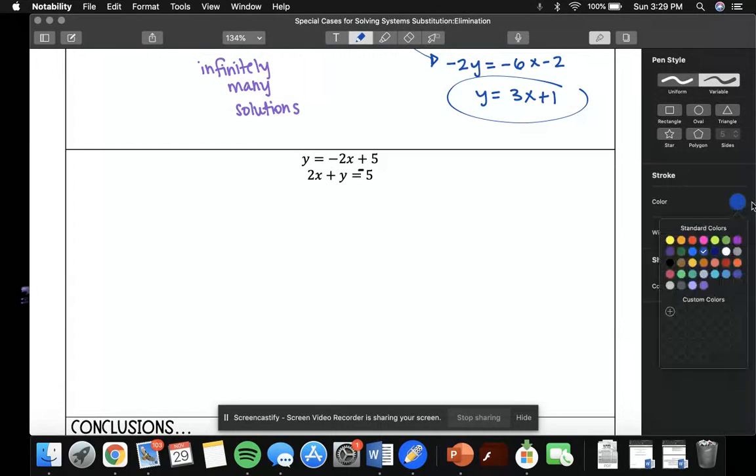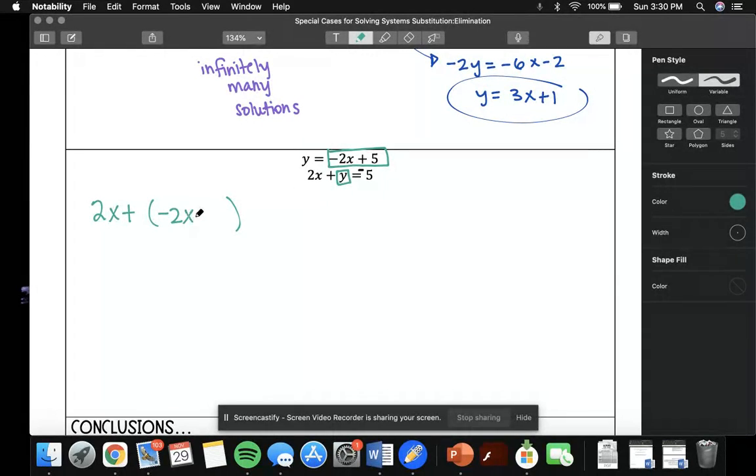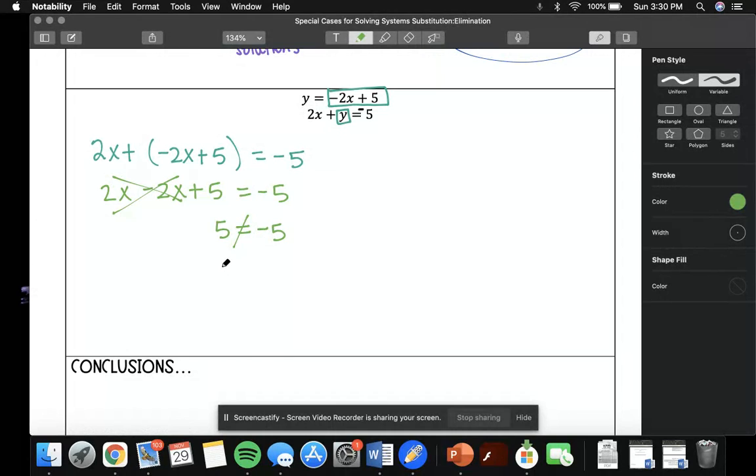For this second problem, the top equation is again solved for y, so I'm going to put negative 2x plus 5 wherever I see a y. So we have 2x plus y, or 2x plus negative 2x plus 5, and that equals negative 5. There's no distributing. Again, 2x minus 2x in this case is 0 x's, and then we have 5 equaling negative 5. Well, 5 doesn't equal negative 5, so that means there is no solution.